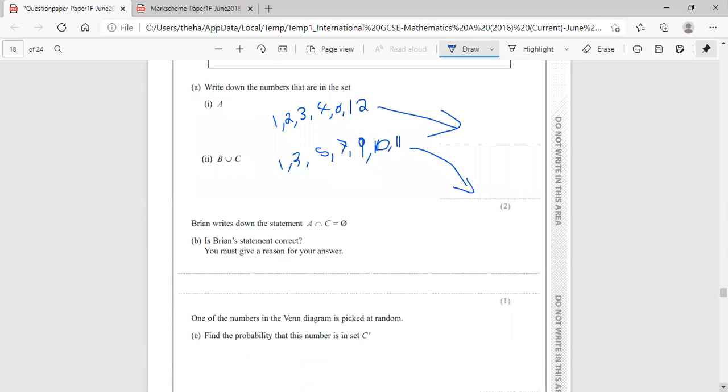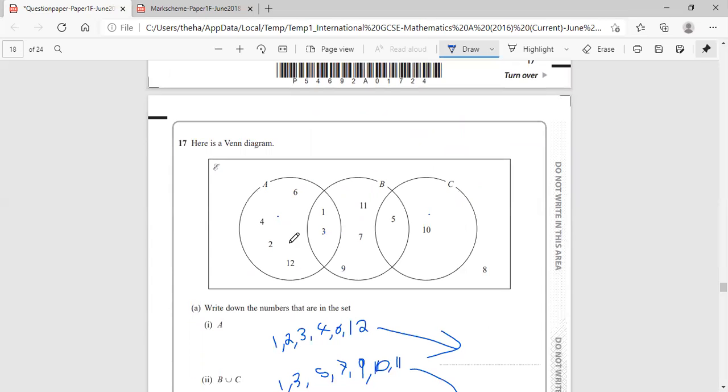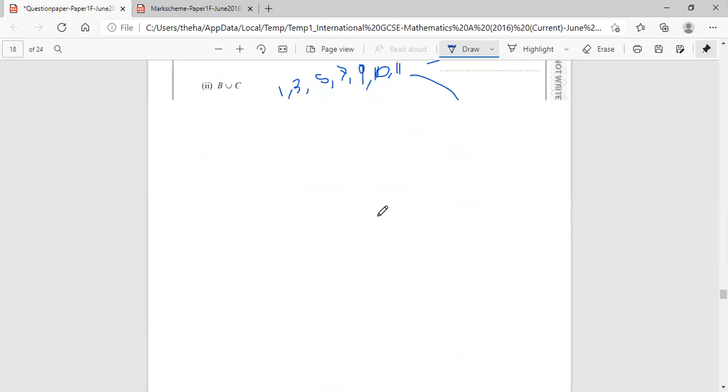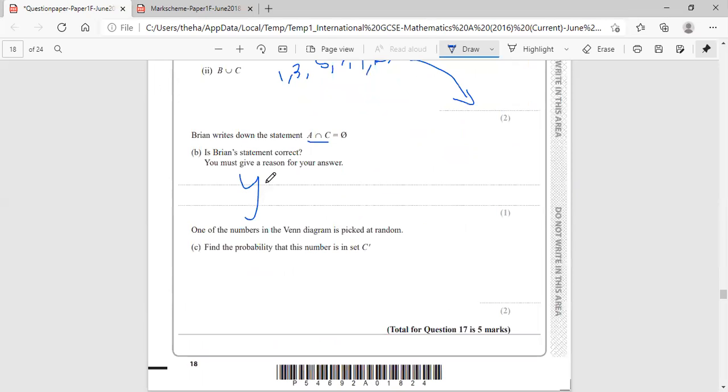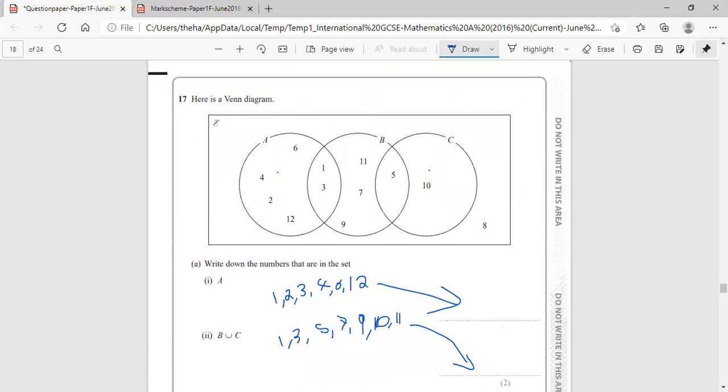So Brian writes the statement A intersect C equals nothing. So the symbol means intersect, which means that they have to be in both. So his statement is that A and C share nothing, and quite clearly you can see that they're on opposite sides. They don't share any numbers. So we can put yes, he is right, and then your reason could be, you could just literally put they don't share any numbers. That'll get you the second mark.